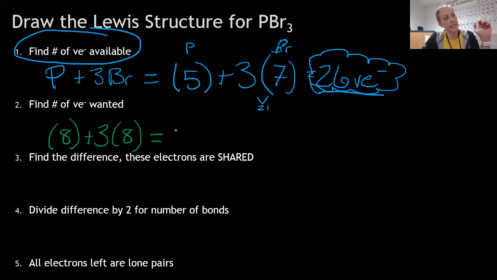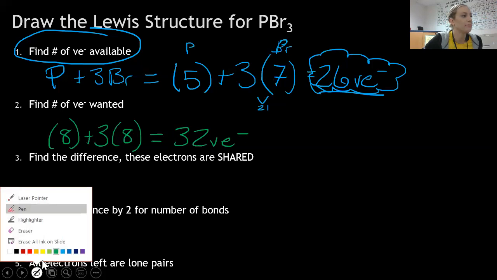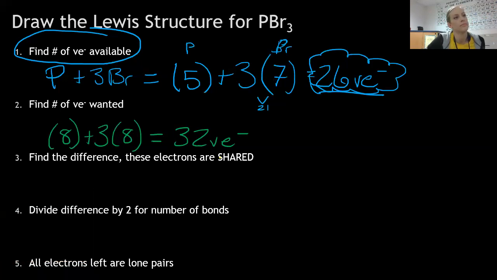So this is 4 times 8. That's 32 valence electrons in a perfect world. If we didn't have to share, for everybody to have what they wanted, we would need 32 valence electrons. So Shanmathi, how do I tell how many I need to share? What do I need to do? I have 26. I want 32. How many do I need to share?